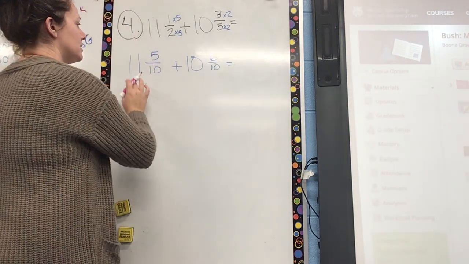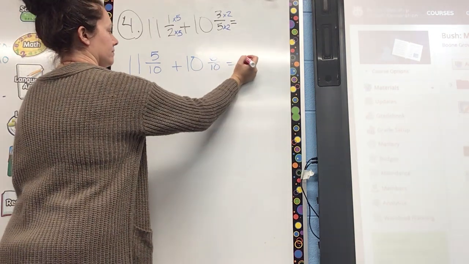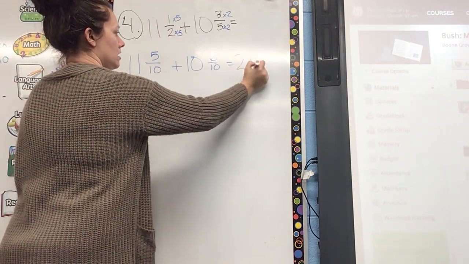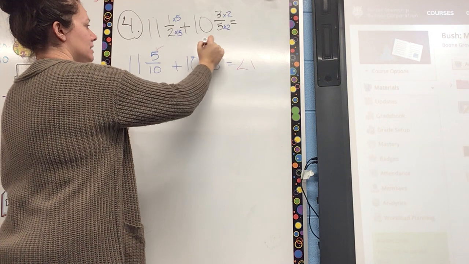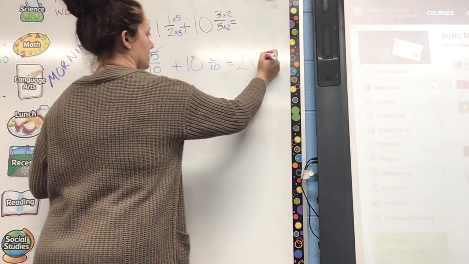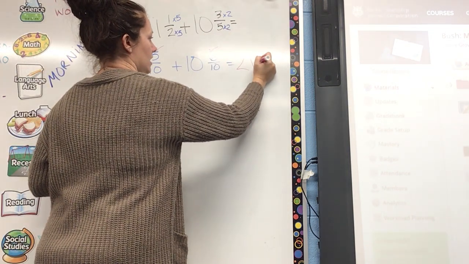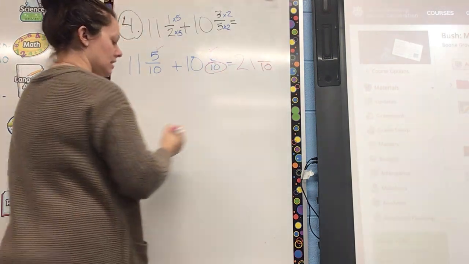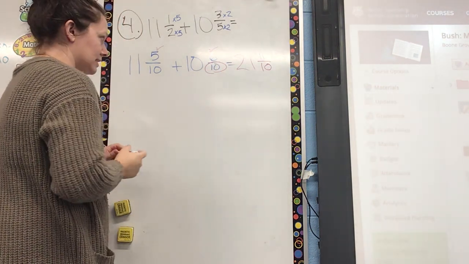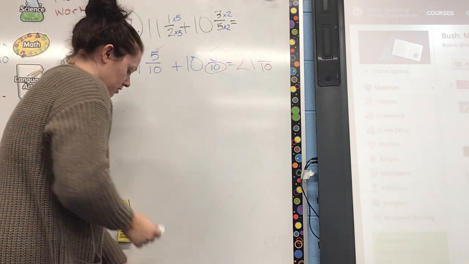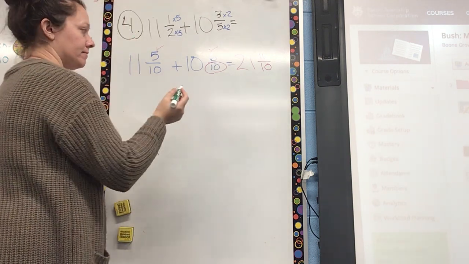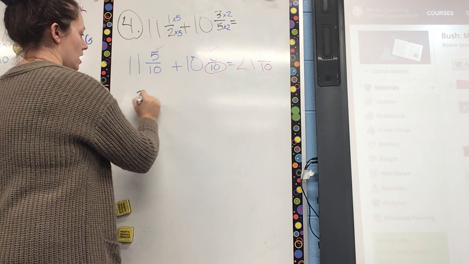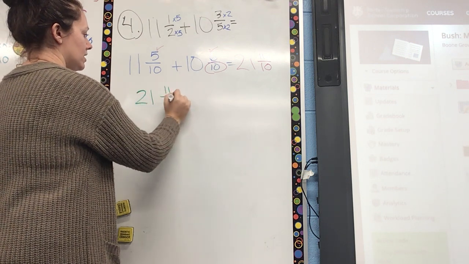My whole numbers. What's 11 plus 10? 21. What's 5 plus 6 for my numerators? 11. And my denominator stays the same. Am I done? No. Did a couple friends get a little stuck on this next part now? No? You guys were good? All right, so I have 21 and 11 tenths.